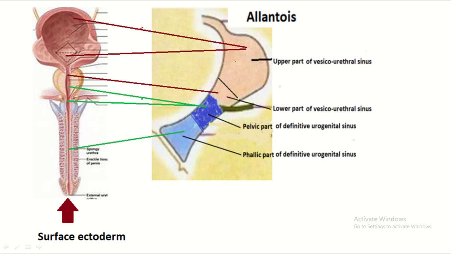So this is the upper part of the vesicourethral canal. It develops the urinary bladder. The lower portion forms the upper part of the prostatic urethra, and the pelvic part forms the lower part of the prostatic urethra and the membranous urethra, and the penile part of the urethra is developed from the phallic part of the definite urogenital sinus, and the external opening is derived from surface ectoderm.